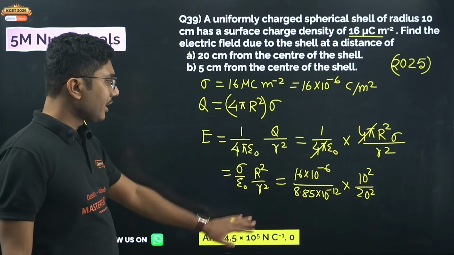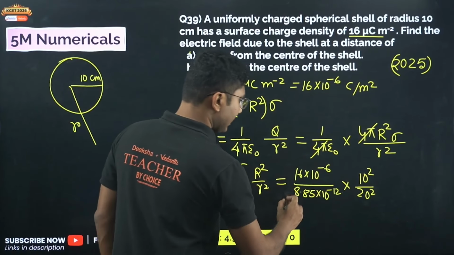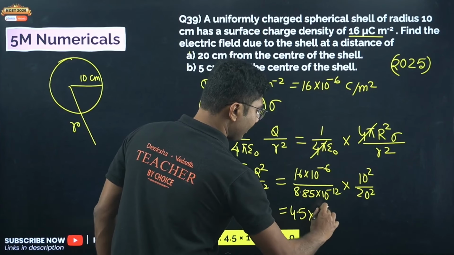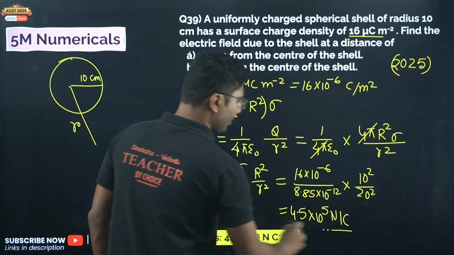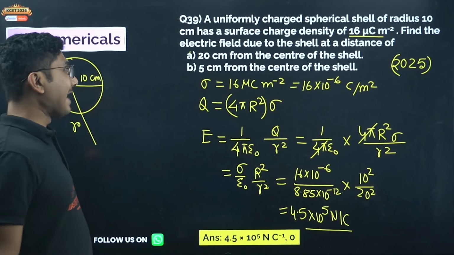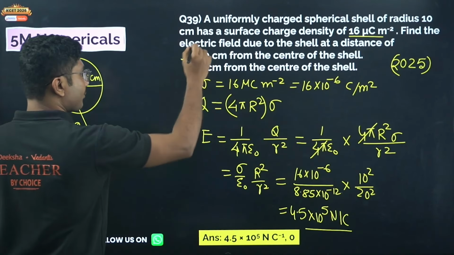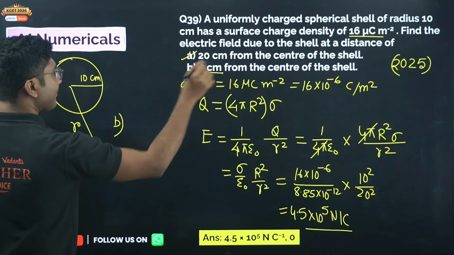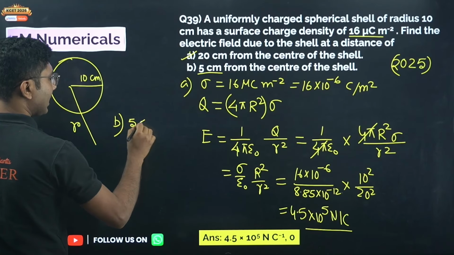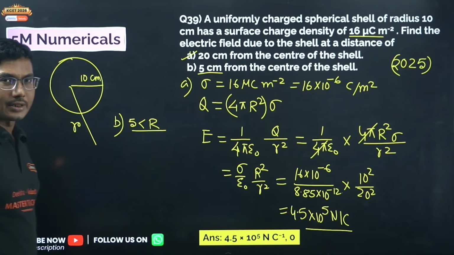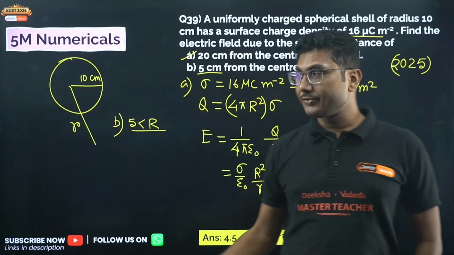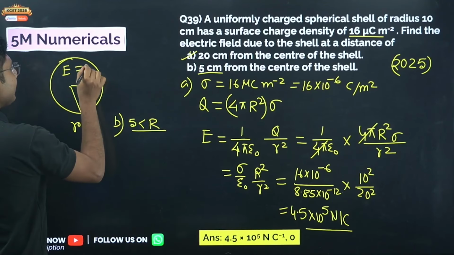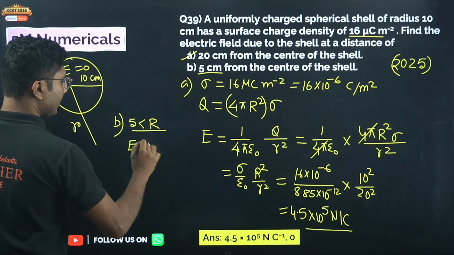And if you solve this entire equation, you will get 4.5 into 10 to the power of 5 Newton per coulomb. Okay, so this is the electric field. This is the first option, this is A. What about B? For B, the distance is 5 centimeter. So 5 centimeter is less than the radius of the sphere. If it is less than the radius of the sphere, inside the sphere electric field will be 0. So it will be 0.